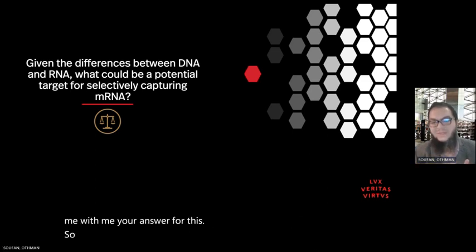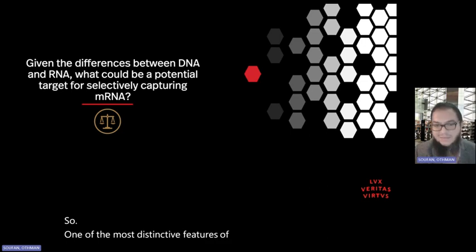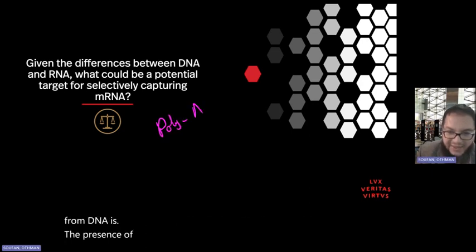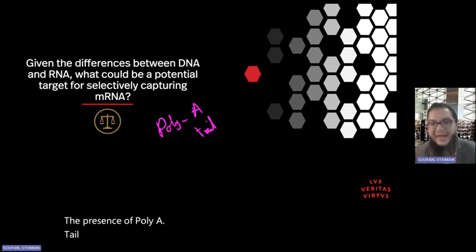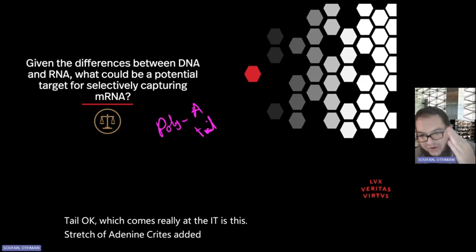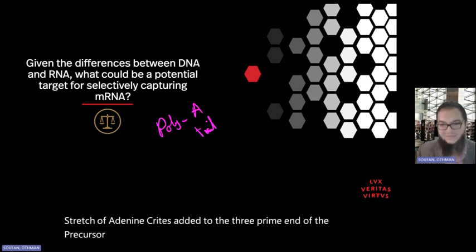One of the most distinctive features of mRNA that sets it apart from DNA is the presence of the poly A tail, okay? It is this stretch of adenine nucleotides added to the 3' end of the precursor messenger RNA.